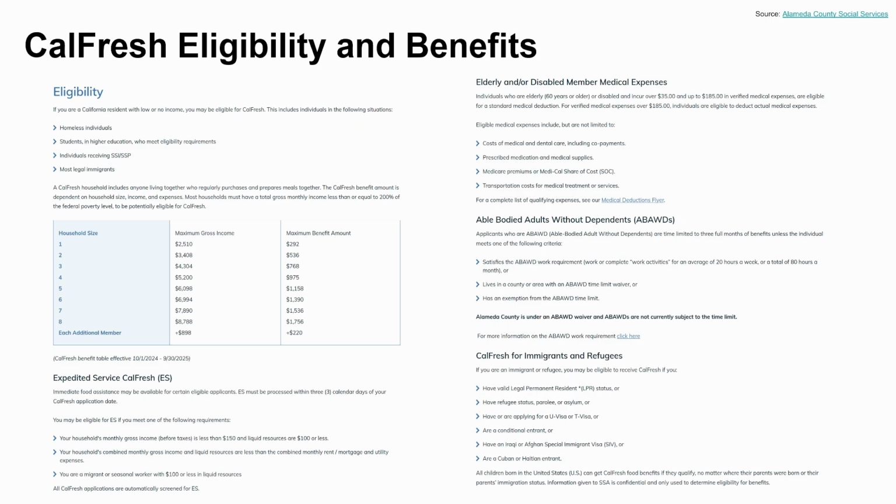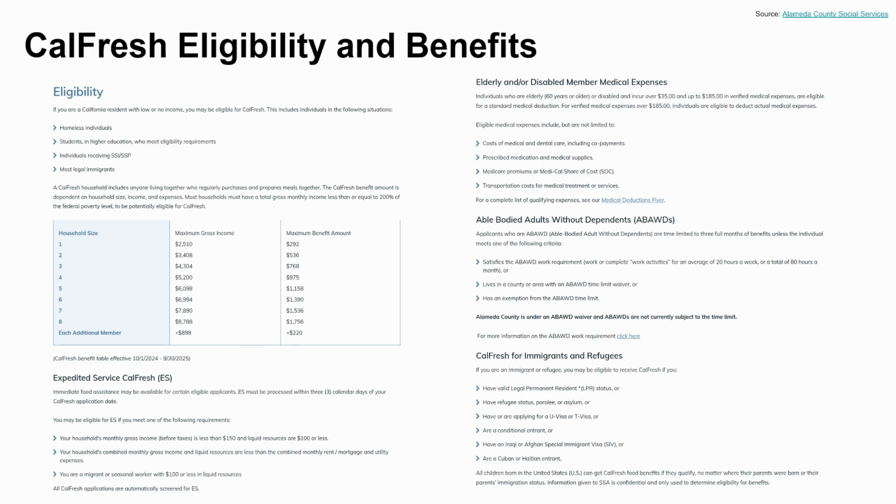CalFresh eligibility, so Medi-Cal was based on 138% of the federal poverty line, and CalFresh in general is based on about 200% of the federal poverty line for your maximum income level. You can be under the income level, by the way, so if you make less than the income levels listed, you are eligible. For CalFresh, there are other eligibility criteria, not just necessarily income, just like Medi-Cal. For example, people receiving SSI again, or some types of immigrants, as well as unhoused people.